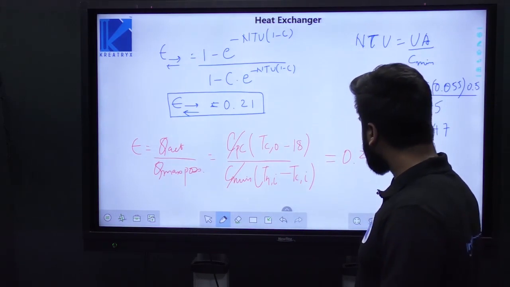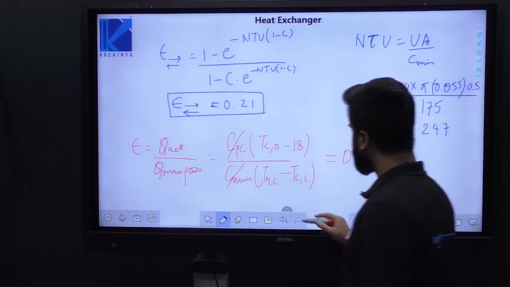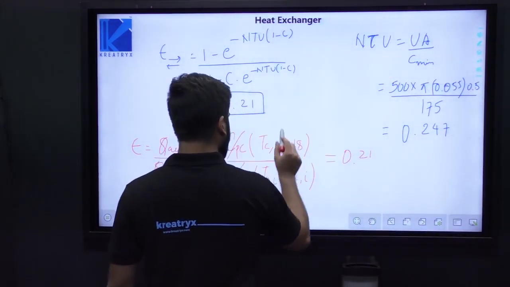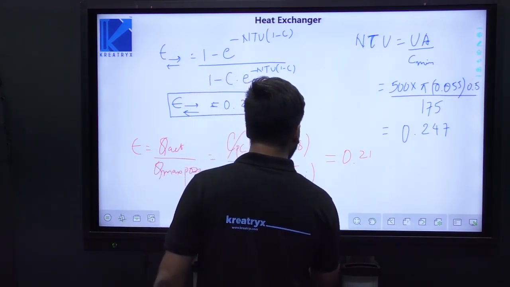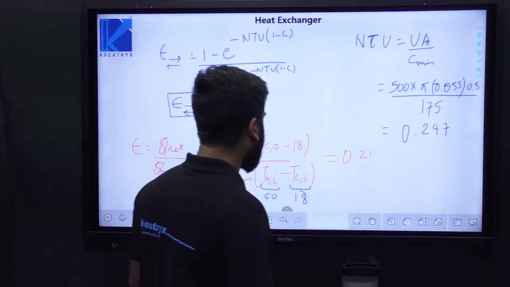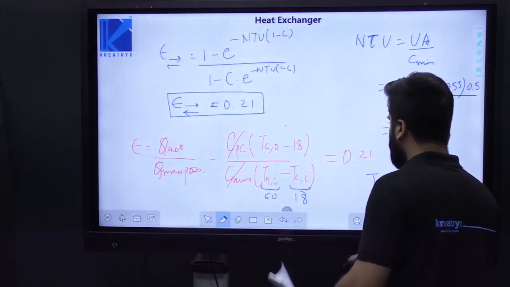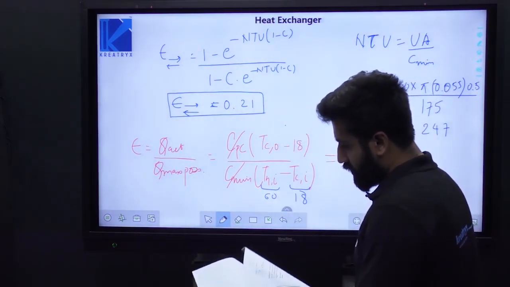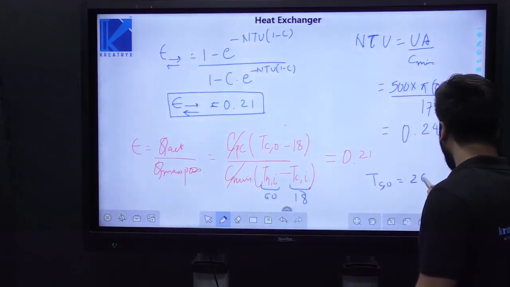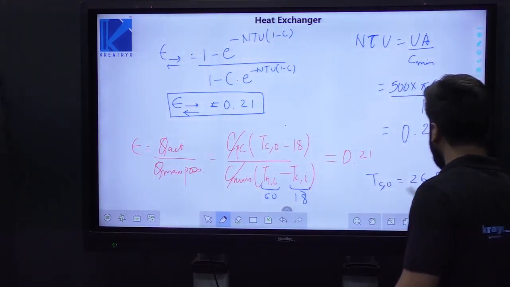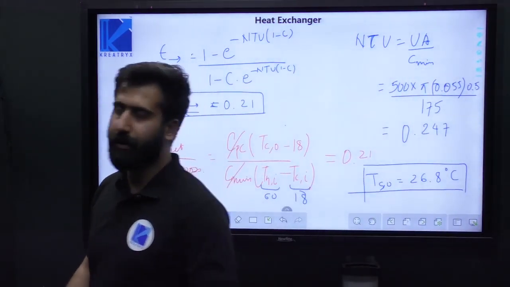So solve this. You know that Thi is 60 and Tci is 18. So this is 60, this is 60 and this is 18. With everything you can find the outlet temperature of the cold fluid, that is 26.8 degrees Celsius. Okay, this is your answer.